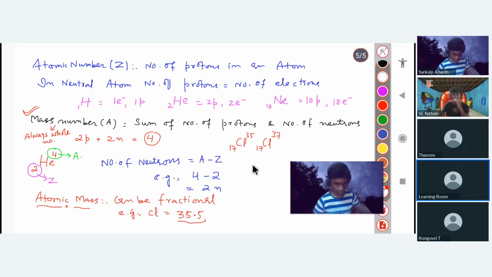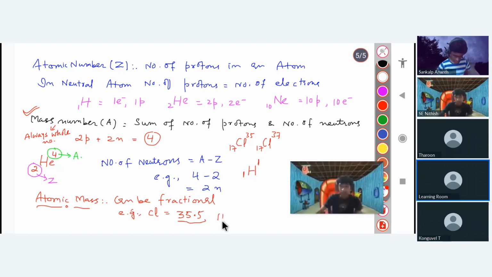For example, what is the atomic number of hydrogen and what is the mass number? Atomic number is one. Mass number is also one, right? Right. But the atomic mass of hydrogen is actually 1.008. So it is not a whole number, it is fractional here.